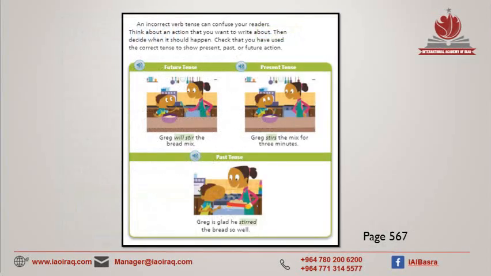An incorrect verb tense can confuse your readers. Think about an action that you want to write about, then decide when it should happen. Check that you have used the correct tense to show present, past, or future actions. So, future tense: Greg will stir the bread mix. Present tense: Greg stirs the mix for 3 minutes. Past tense: Greg is glad he stirred the bread so well. So you can understand why using the wrong tense would confuse your reader. It wouldn't be grammatically correct and it would just be confusing.